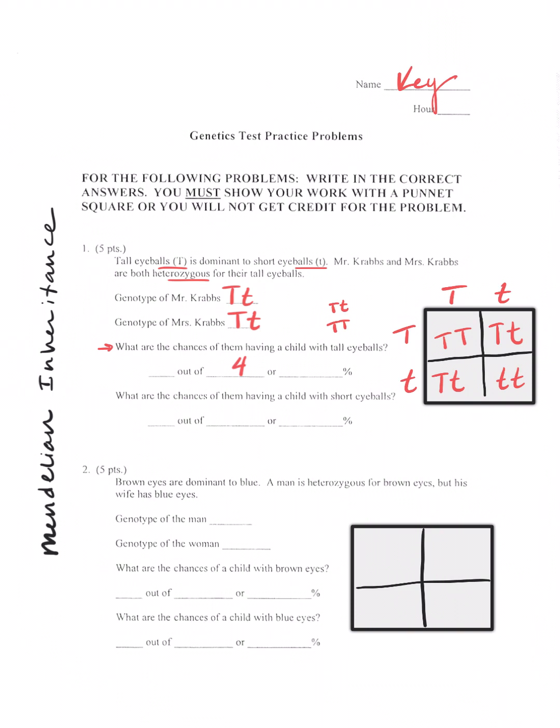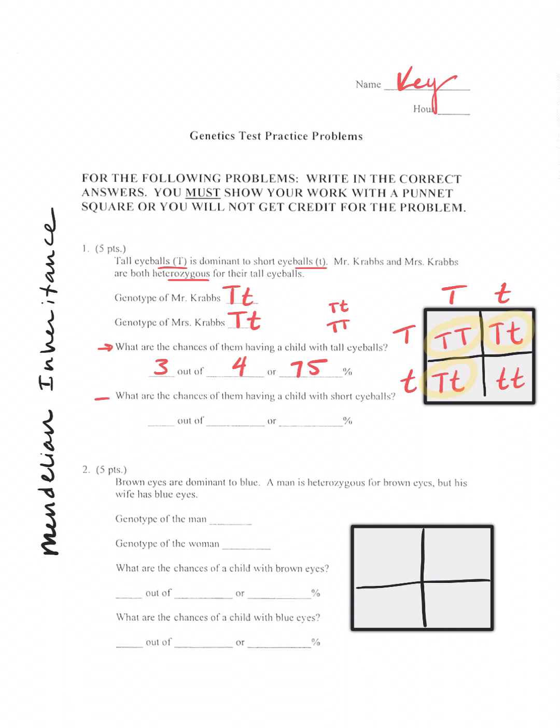And when we look at this, what you should notice is that there are 3 options that give you tall eyeballs. Remember, those 3 options are the homozygous dominant and the 2 heterozygous dominant genotypes. That means that there's a 75% chance that their offspring will have tall eyeballs.